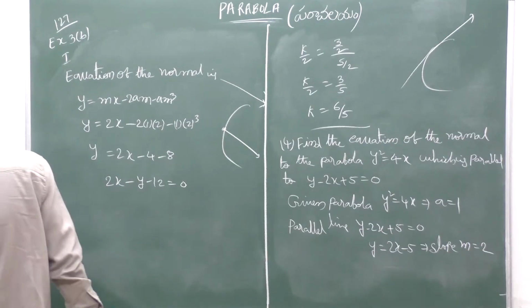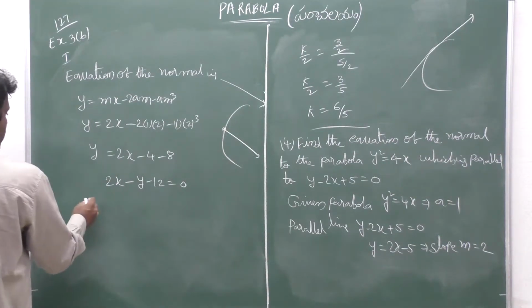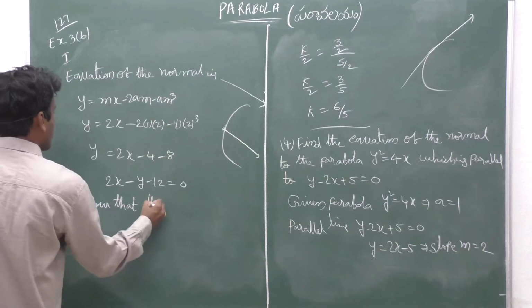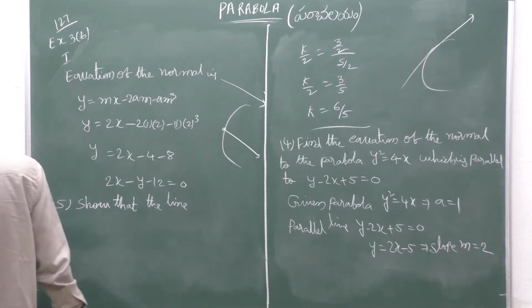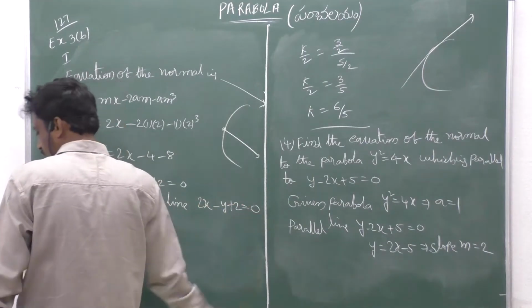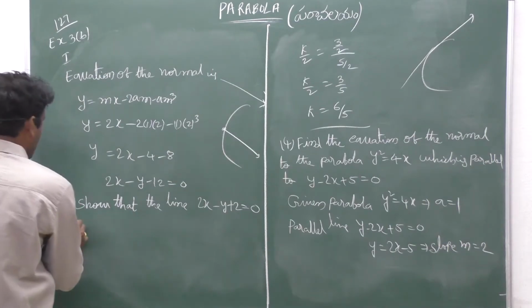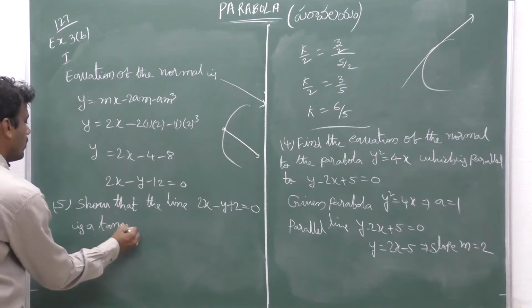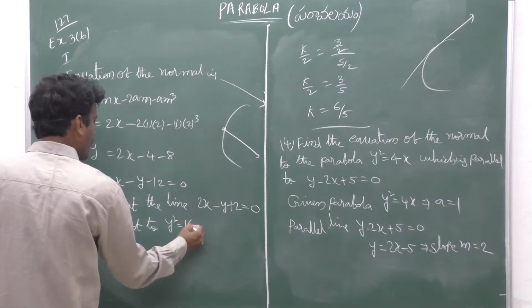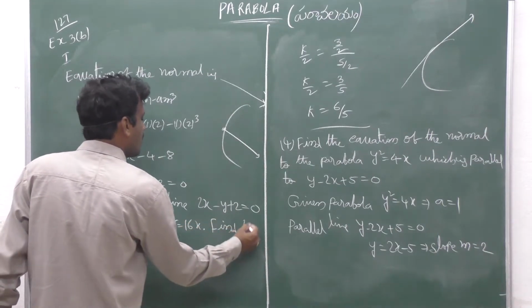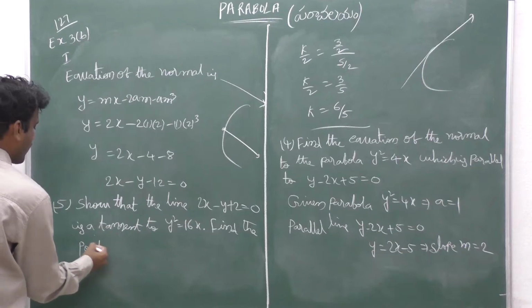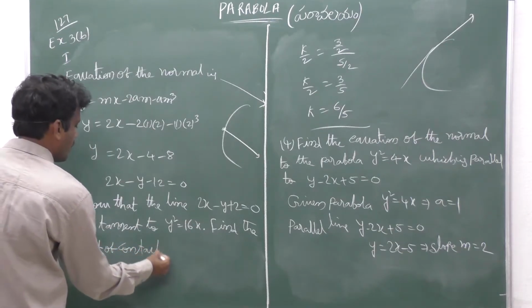That is problem 4. Next, problem 5. Show that the line 2x minus y plus 2 equal to 0 is a tangent to y square equal to 16x. Find the point of contact also.